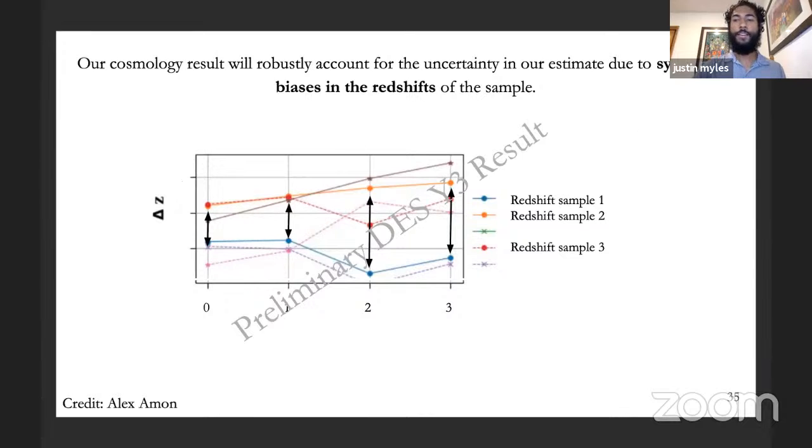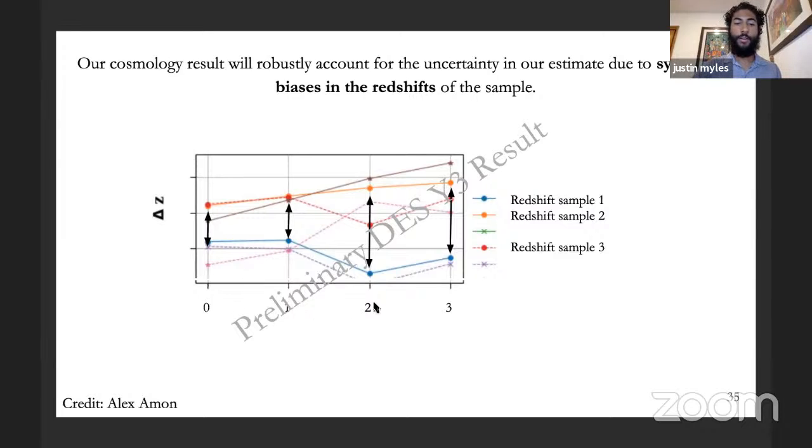And then finally, the systematic biases in the redshifts. This is one of the more topical points of discussion in this field. I've hidden the axes here, so you can't get too much out of this. But what I want to point out is that our cosmology result will robustly account for the uncertainty in our estimate due to these systematic biases.